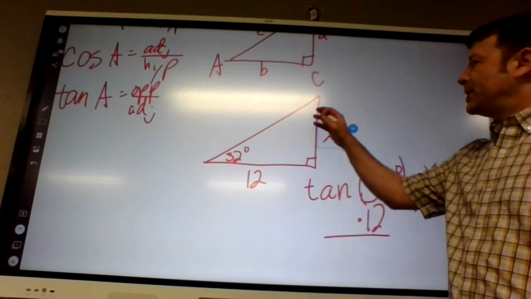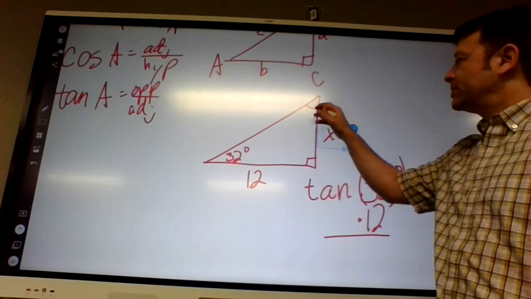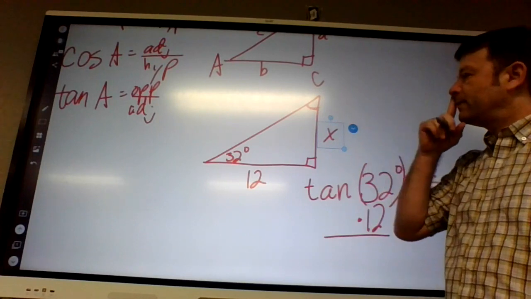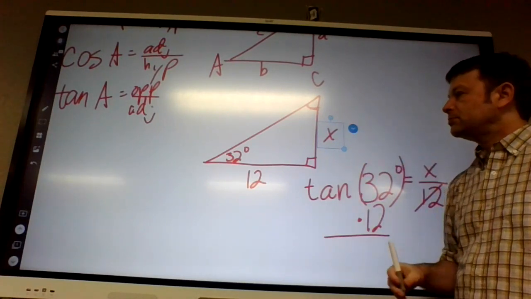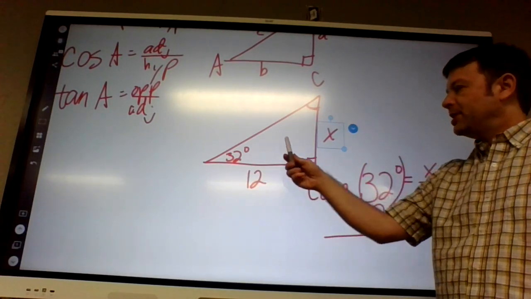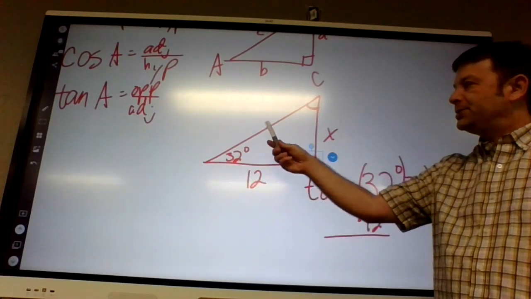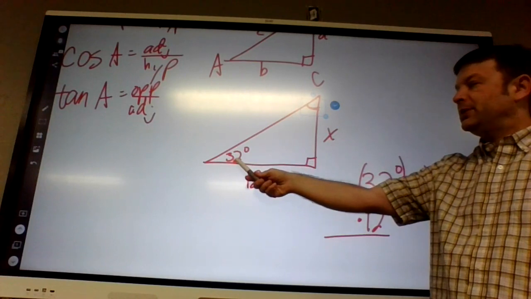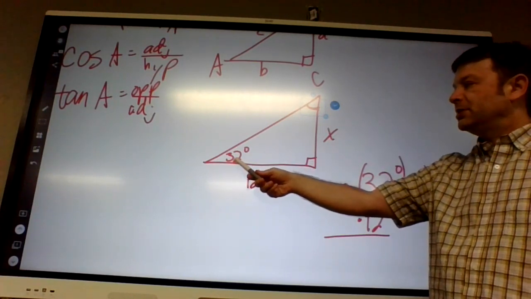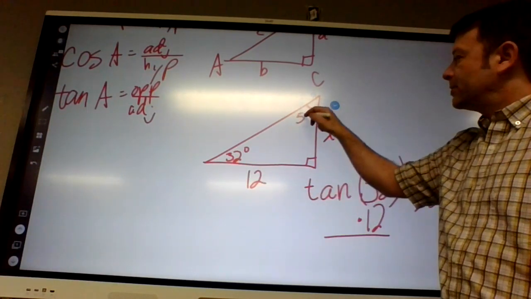How could I find this angle right here? I don't think we did this yesterday, but how could I find that? 180 minus these two. The 180 minus 90 is 90. So in a right triangle, these two should add up to 90, so you can just do 90 minus that. So it'd be like 58.